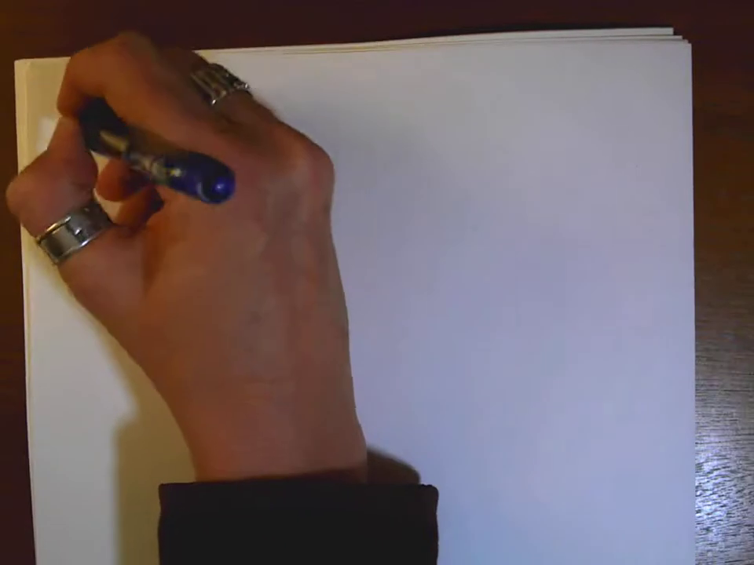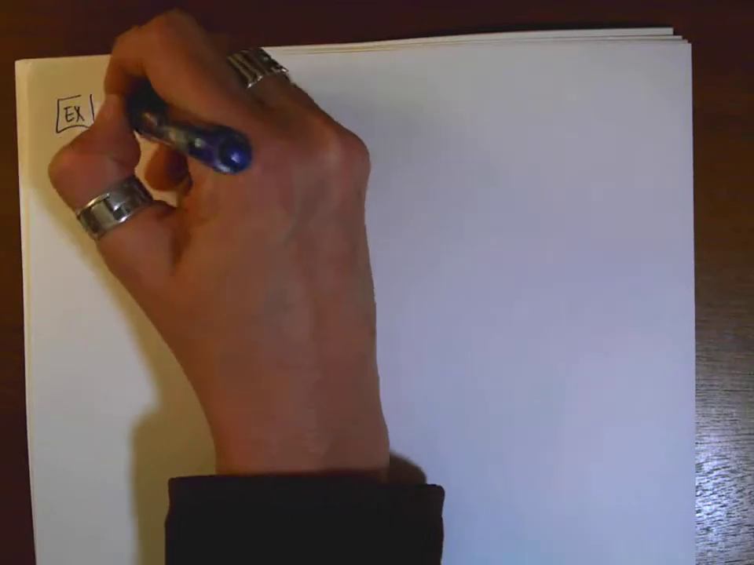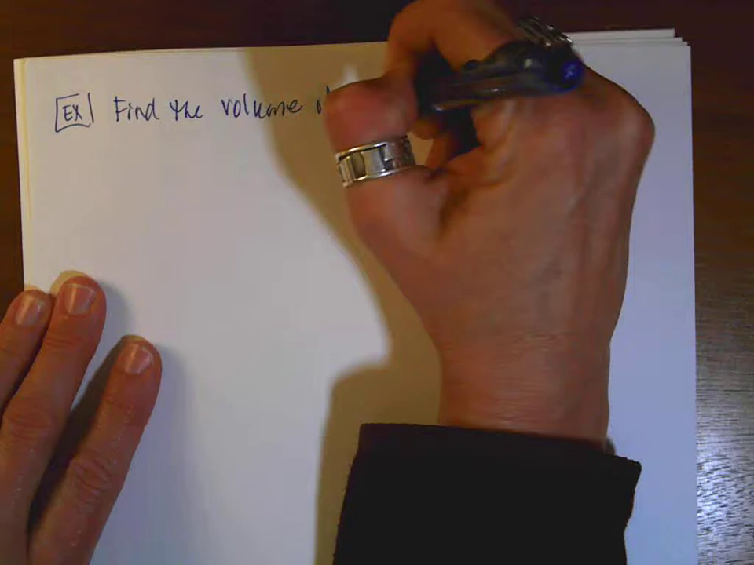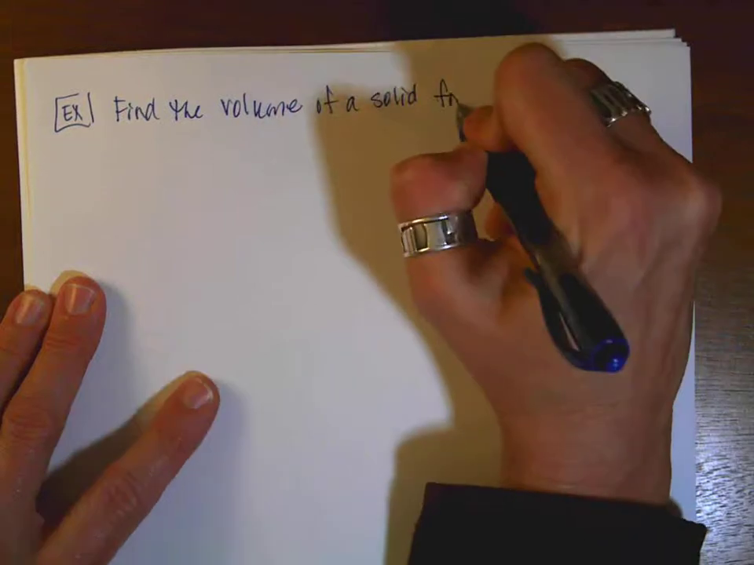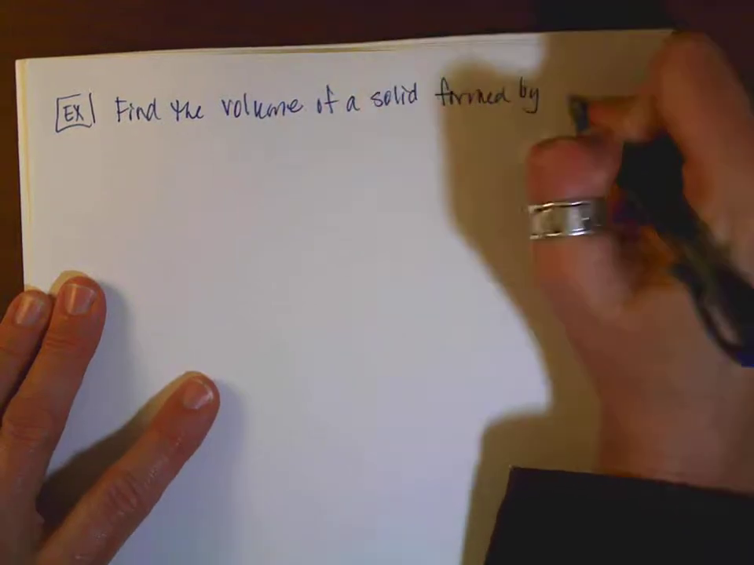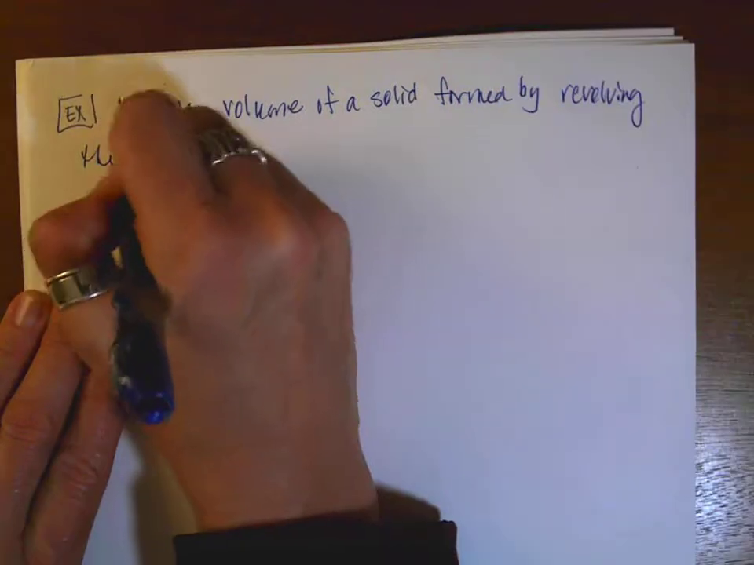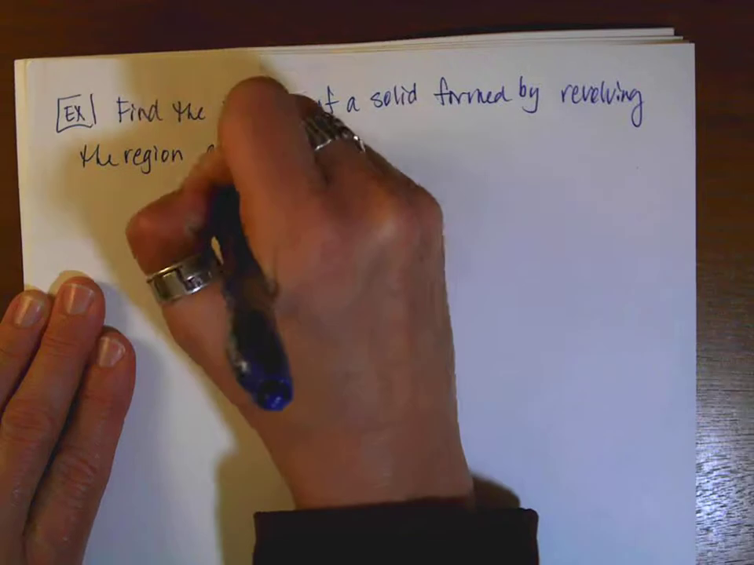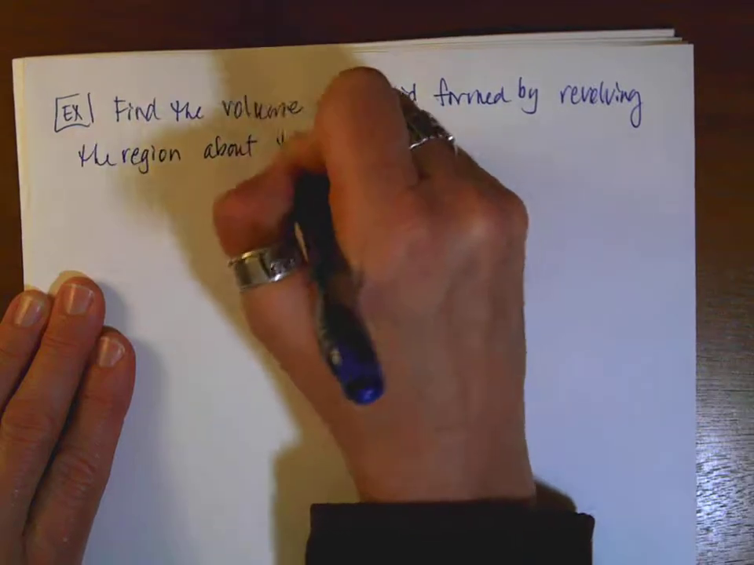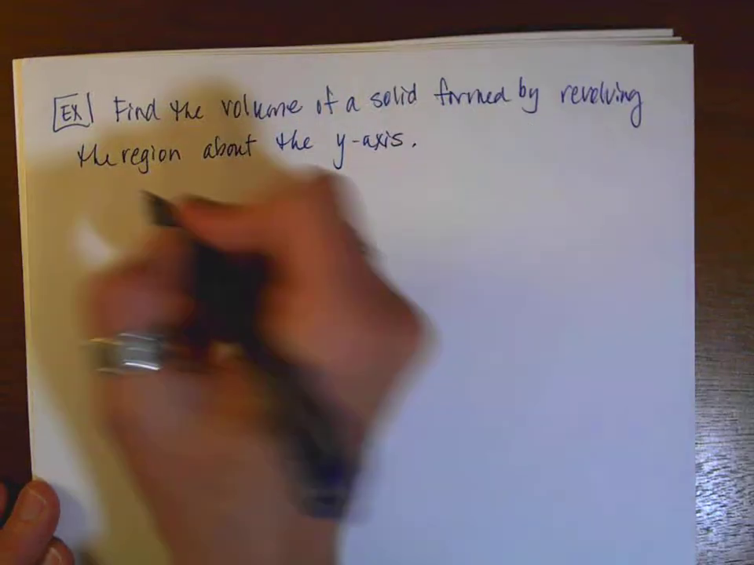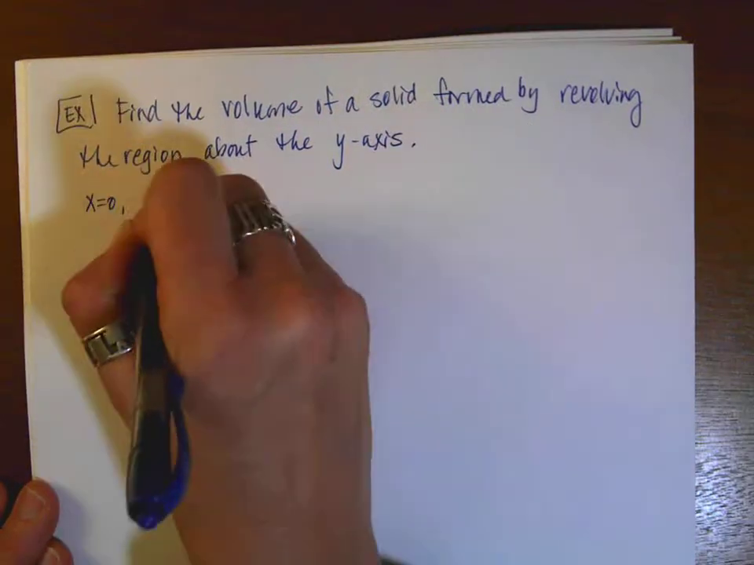I have 2 more examples for us, so let's do our next example. The next one says, find the volume, no kidding, of a solid formed by revolving the region about the y-axis. Ooh, new axis of rotation. Whew, and so much writing.